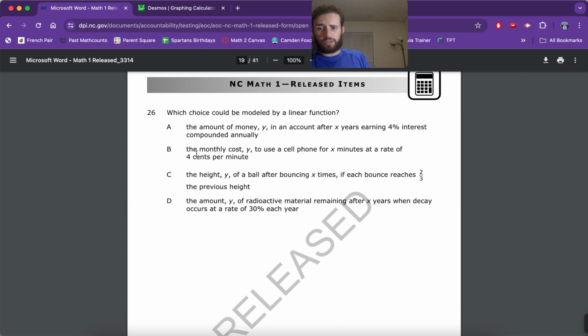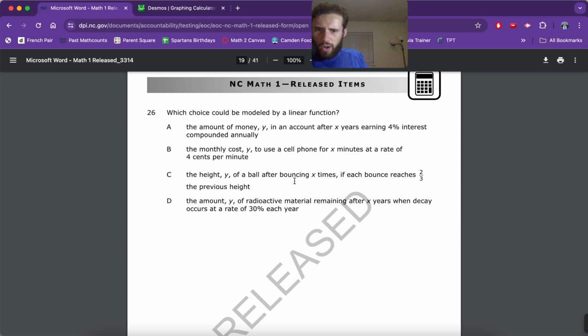So A does not work. A would be exponential. We're looking for a linear one, so it's going to make a straight line going up the same amount. Monthly cost Y to use a cell phone for X minutes at a rate of 4 cents per minute. Yeah, I think that would work. If the input is the number of minutes, your output is the cost. So this one seems like it's going to work. It's going up 4 cents for every minute. All right, so I'm saying B already, but let's just rule out C and D.